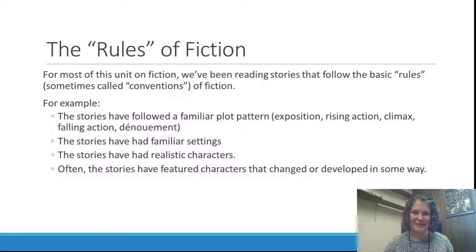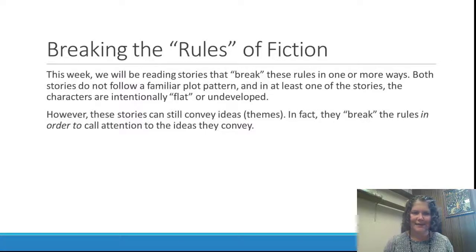So these are all stories that to some extent follow the rules of fiction. They fulfill the basic expectations that we have for what a story should look like and how a story should be structured. This week, we're going to be reading stories that break some of these rules in one or more ways.